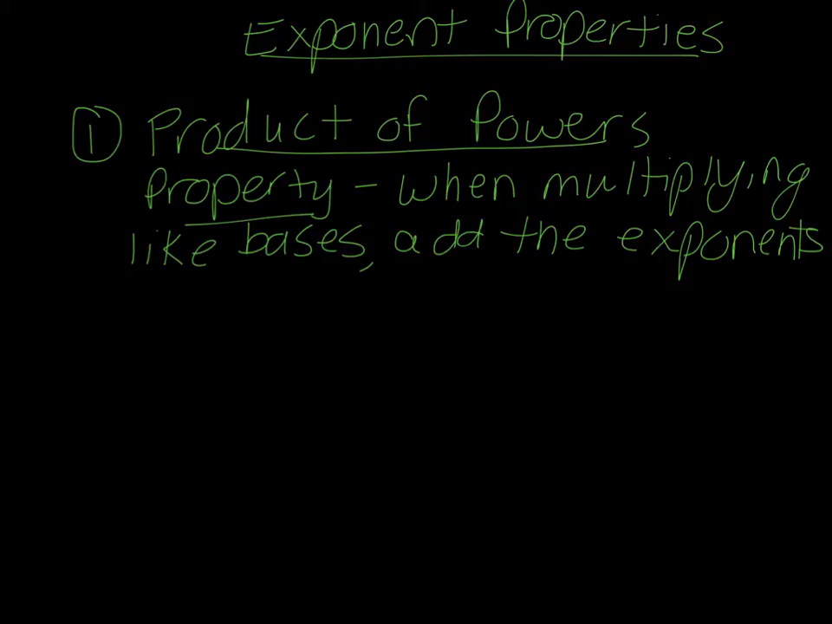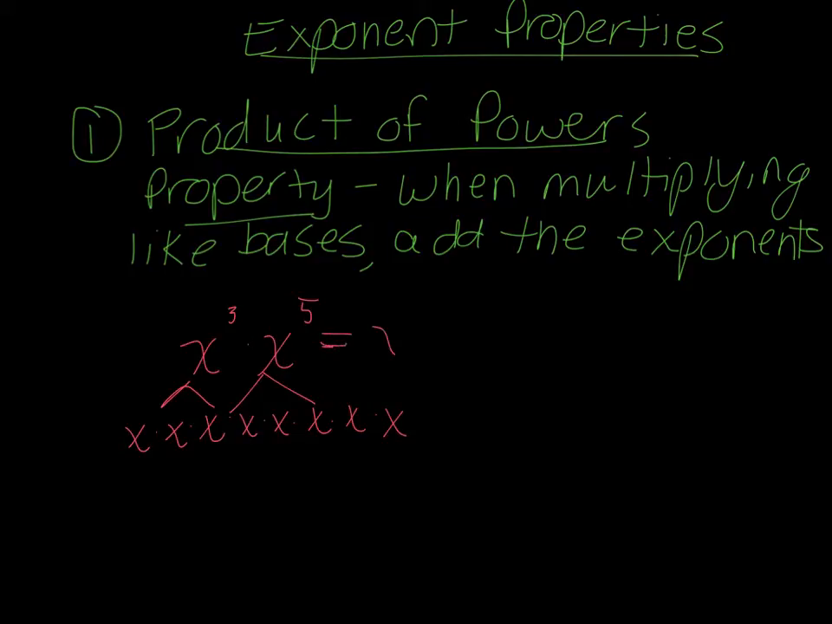So the first property that we covered was the product of powers property. That says when multiplying like bases, you add the exponents. So an example of that is if I have x to the third times x to the fifth. This really says x times itself 3 times, multiplied by x times itself 5 times. So in total, x is being multiplied 8 times. So we get that by adding our two exponents, 3 plus 5.